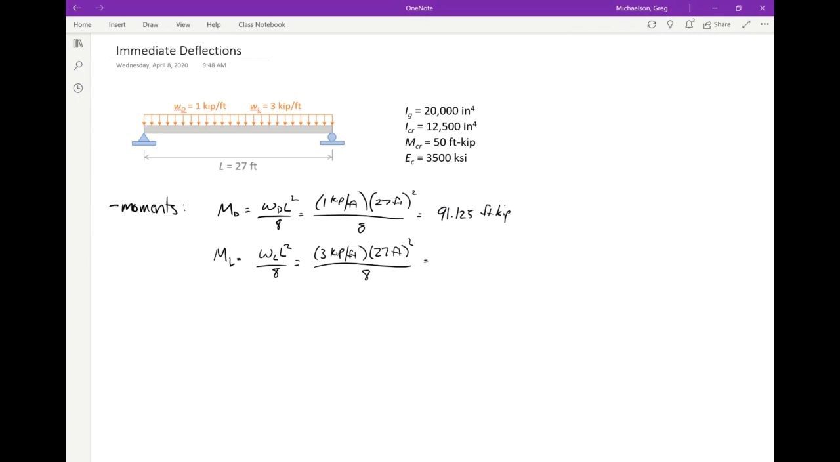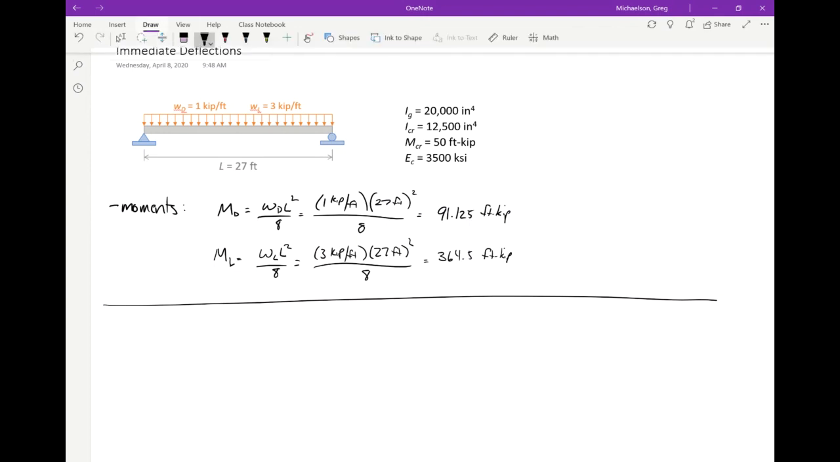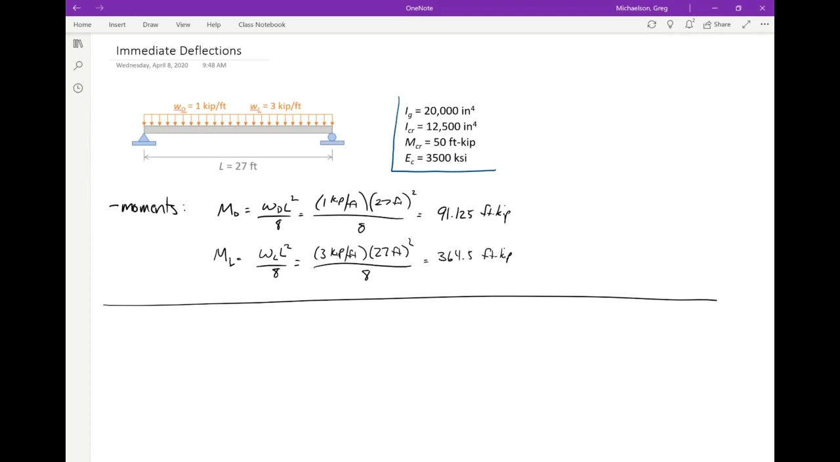And that ends up being 364.5 foot kips. All right. Hopefully that's pretty straightforward, just WL squared over 8 for each of these cases. Don't forget, I've also went ahead and included these values.